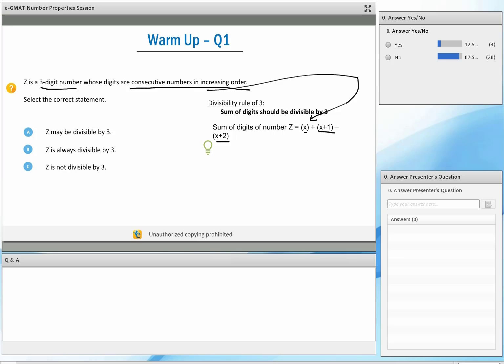Why? Because what you have to take is the sum of the digits, right? So when you take the sum of the digits, you have x plus x plus 1 plus x plus 2. When you do that, what you get is 3x plus 3, which means that you're able to take 3 as common, and what you get is 3 times (x plus 1). Now regardless of what x is, this number is always going to be divisible by 3. That's why choice B is the correct answer.